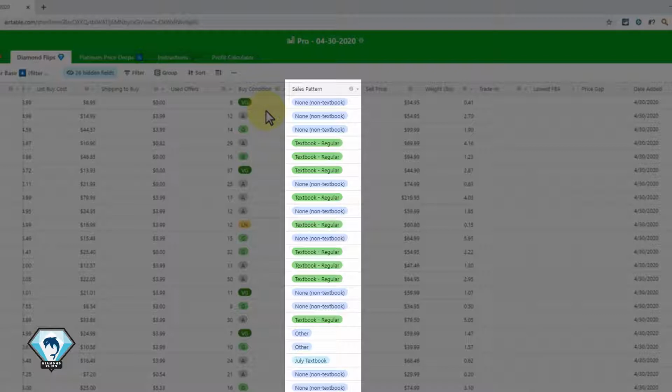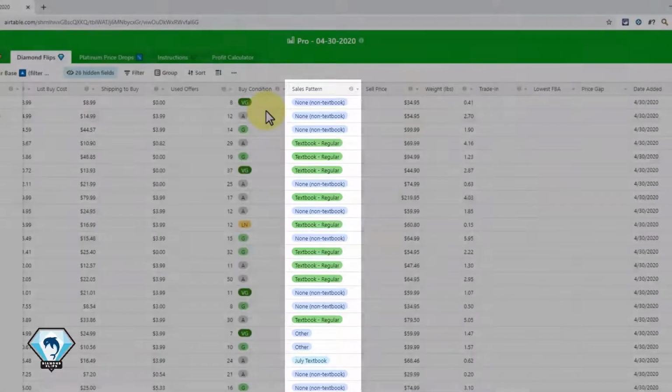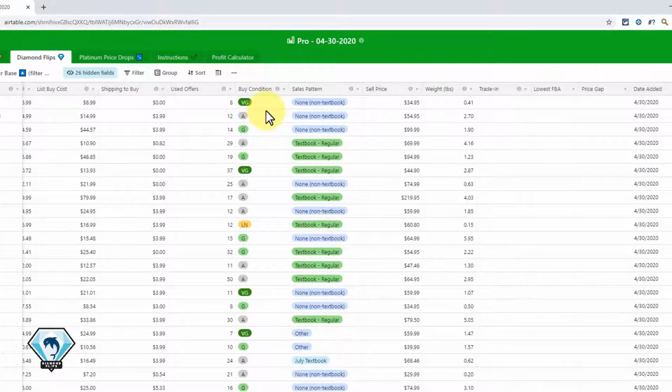And then we got none. That might be a novel or something that just kind of sells all year round randomly. And then we've got other. Other might have an odd pattern because it is, for example, a Christmas book or a Halloween book or whatever. Those books will tend to sell more during those times, and you'll look at their pattern and you'll see. So we'll look at a couple of these.